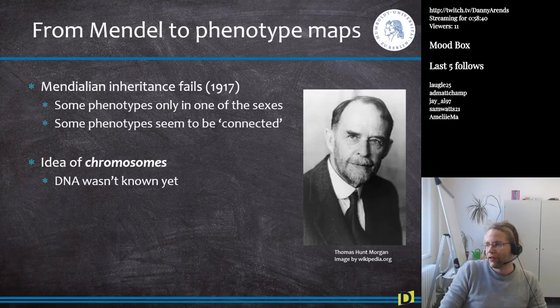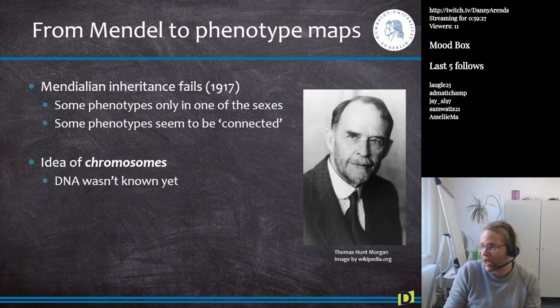So in 1917, someone made an observation, and Mendelian inheritance breaks down, right? So we discovered a phenotype which did not adhere to the rules that Gregor Mendel posed, because Gregor Mendel posed that every time you take two parents and mix them together, you will get these ratios. But Thomas Hunt Morgan, image here, had the observation when he was working on Drosophila that some phenotypes are only observed in one of the sexes. For example, some phenotypes never occur in male Drosophila, while in female Drosophila they do. And that is completely against Mendel's rules, right?